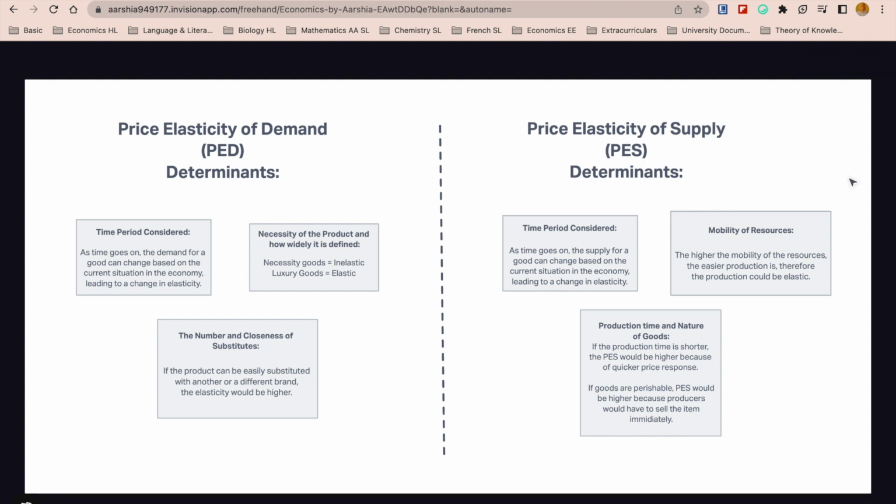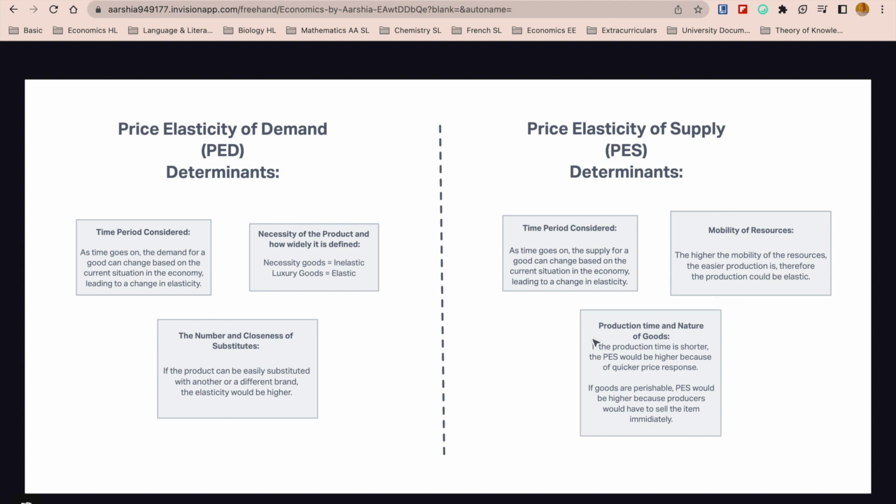As for PES, the second determinant of PES is mobility of resources. So the higher the mobility of the resources, the easier production is, and therefore production would be elastic. This is because producers would be quicker to respond to changes in price, and if the prices of a good are decreasing, which means lower profit returns, the resources being mobile is a good reason for them to reallocate their resources to production of a different good.